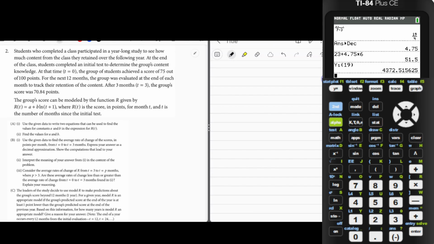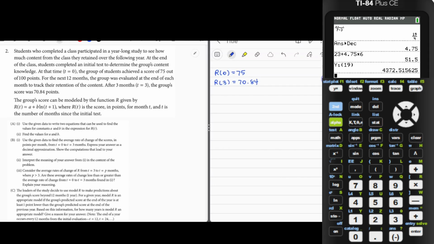again, this is the sample free response question 2 from the course description, so we should definitely take cues from that. All right, so students completed class, they did a year-long study to see how much they remembered over the following year. At the end of the course, they did an initial test to determine the content knowledge. At t equals 0, the score was 75. For each of the next 12 months, the group was evaluated at the end of each month to track their retention of the content. At t equals 3, the group's score was 70.84.